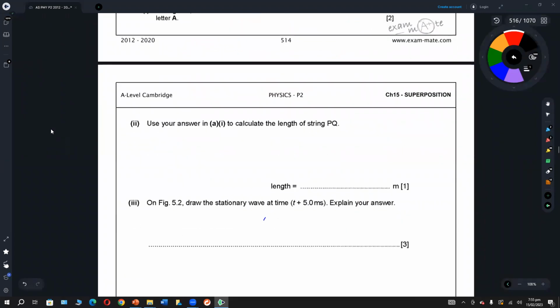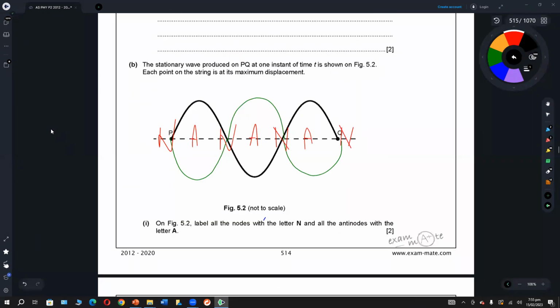Use your answer in part A to calculate the length of the string PQ. Again, the same question. This is the length. Can you first find how many lambdas are there? This is 3 lambda over 2. Very good. 3 lambda over 2.